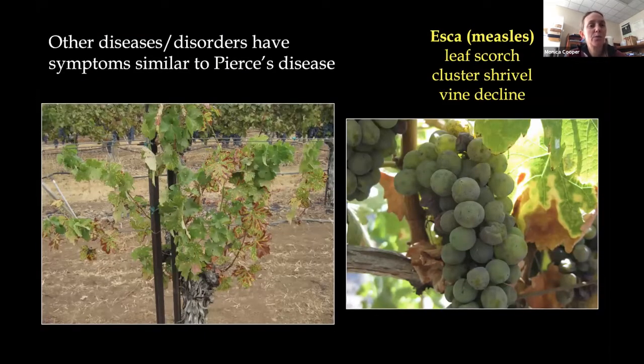Other diseases or disorders can have symptoms that appear similar to Pierce's disease. So for instance, when a vine has ESCA or measles, it's a fungal disease that infects the wood. You can get a leaf scorch. Of course, the pattern is a little bit different than what you see with PD, but you also see some vine decline, and the clusters will shrivel, although they'll also have what gives the characteristic symptom of the measles on the berries. Although once the berries get dried and shriveled, sometimes you can't see those symptoms very well, so the berry shrivel could be confused with PD.